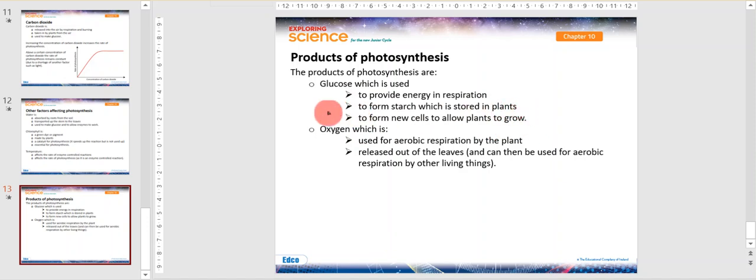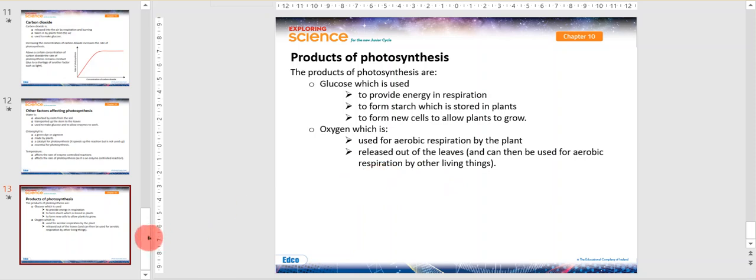So oxygen, what's oxygen used for? Oxygen is used for aerobic respiration by the plants. So photosynthesis produces glucose and oxygen, and the plant releases some of the oxygen, but it uses some of the oxygen in the process of respiration. It's released out of the leaves and can then be used for aerobic respiration by other living things as well. Okay, so plants are very important for that. They keep the balance of oxygen in the air.